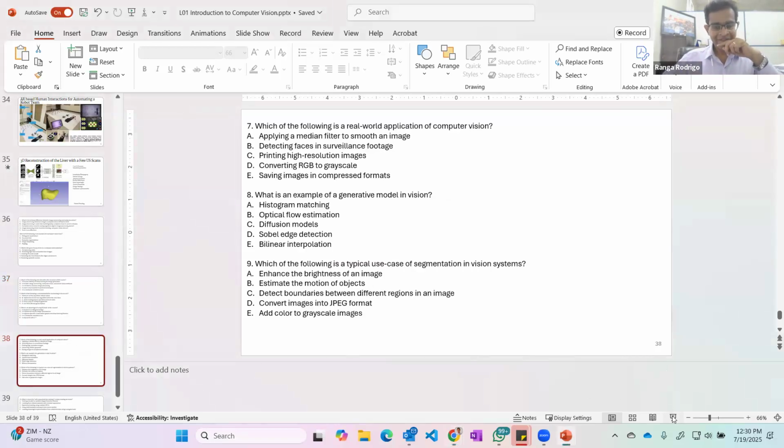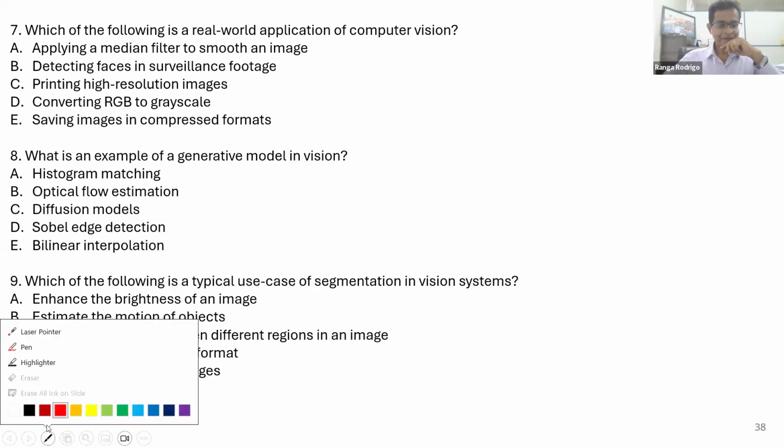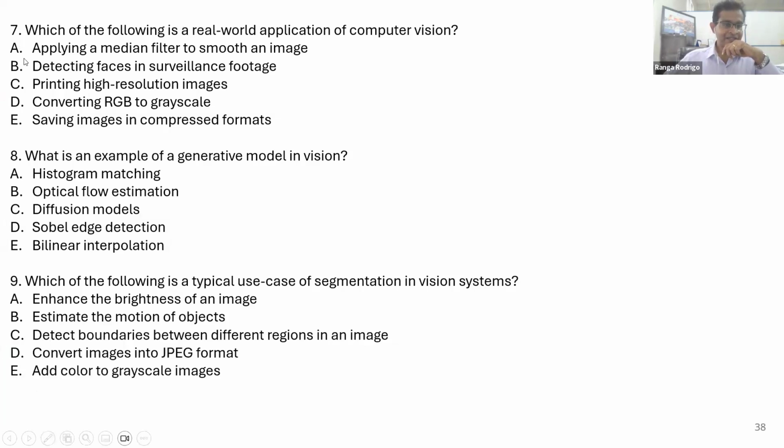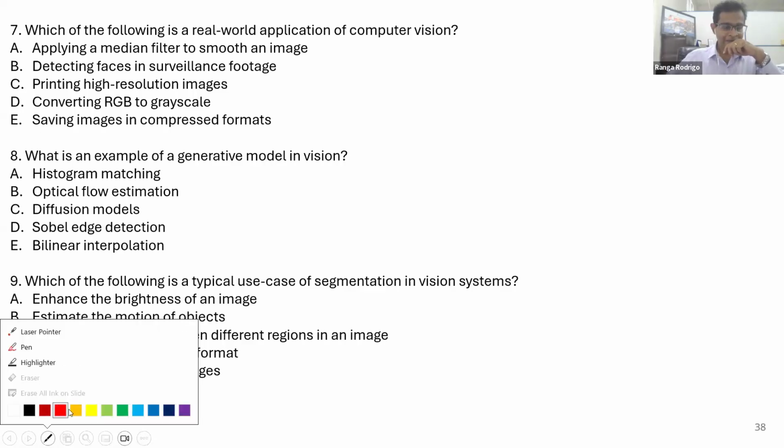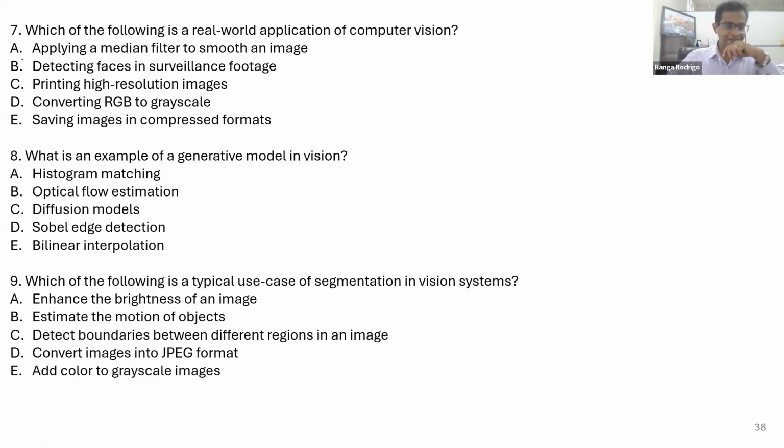Okay, let's look at question number 7. Which of the following is a real-world application of computer vision? Applying a median filter, smoothing an image? That's wrong. Detecting faces? Yes, that's correct, right? Face detection definitely is computer vision. Printing high-resolution images wrong. Converting RGB to grayscale wrong. Saving images in compressed format wrong.